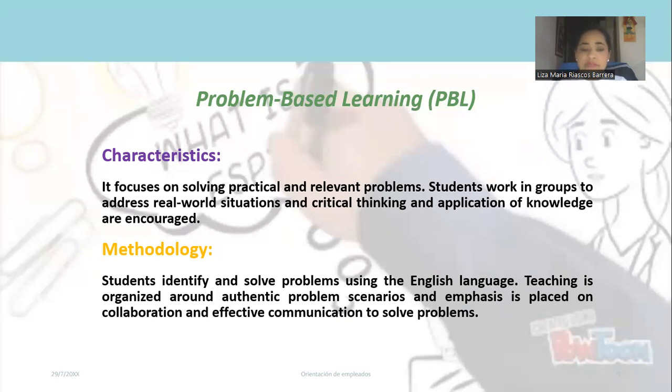About the methodology in this part, we have the students identify and solve problems using the English language. Teaching is organized around authentic problems and scenarios, with emphasis placed on collaboration and effective communication to solve problems.